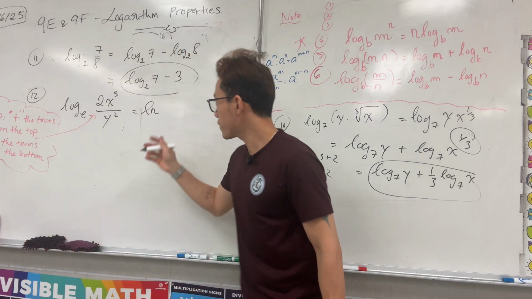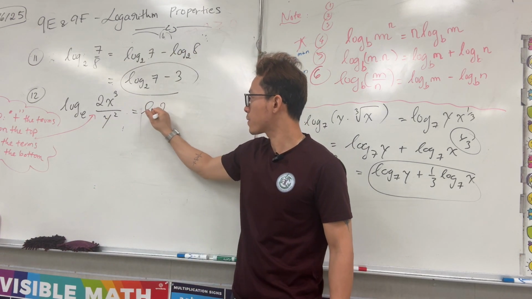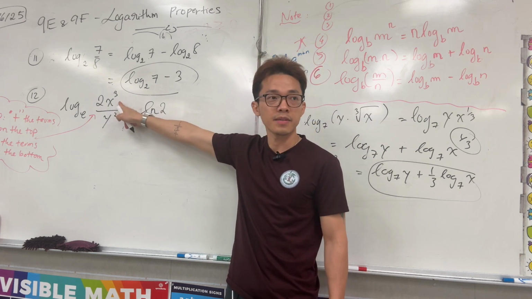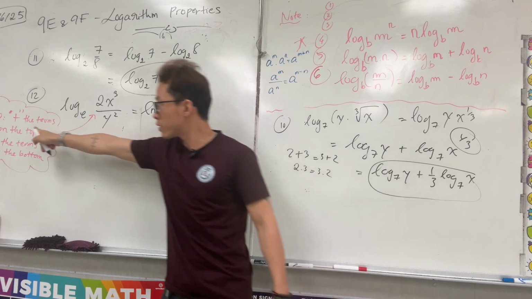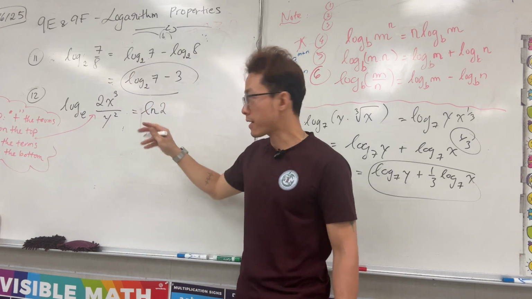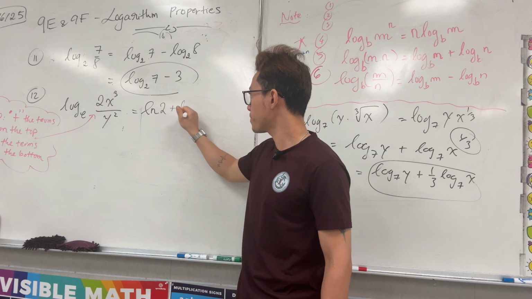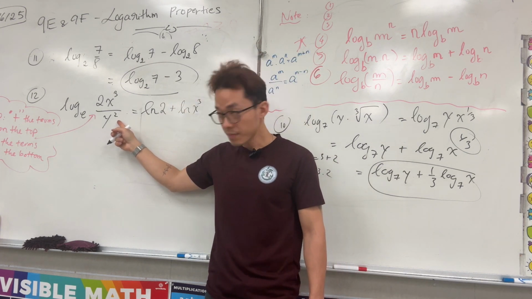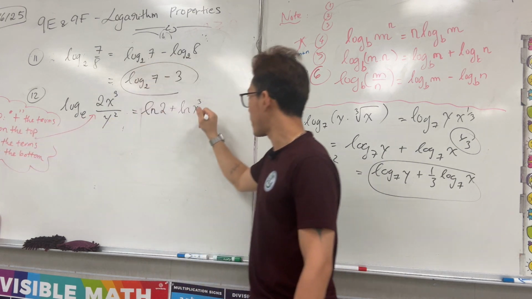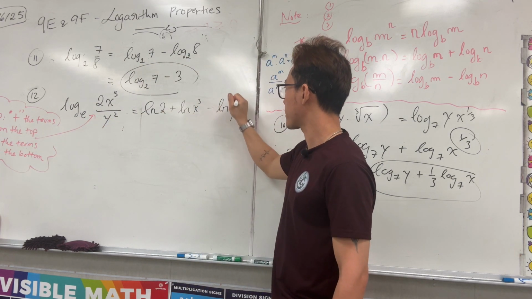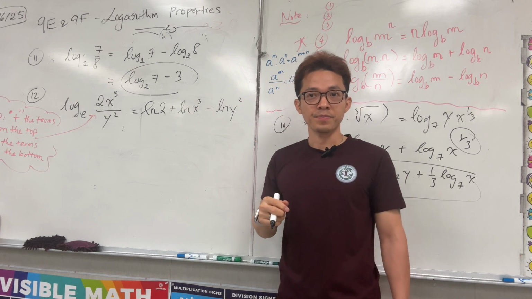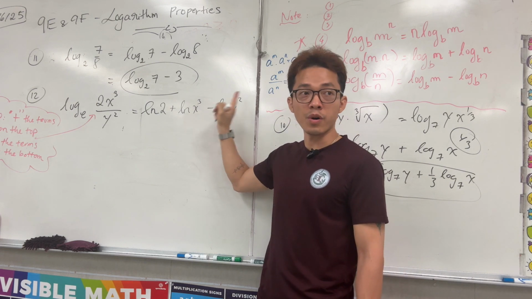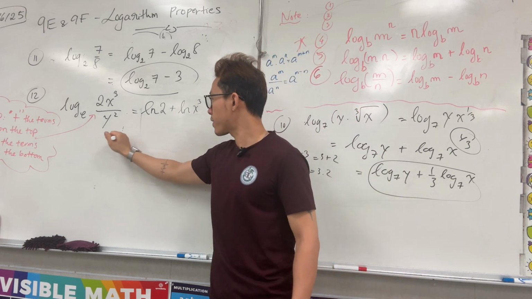So I will continue. So ln 2. x cubed, is it on the top or on the bottom? On the top, so you just need to add them, right? So plus ln x cubed. Now y squared, is it on the bottom or on the top? So you subtract, so minus ln y squared. Yeah, and take care of the power last.